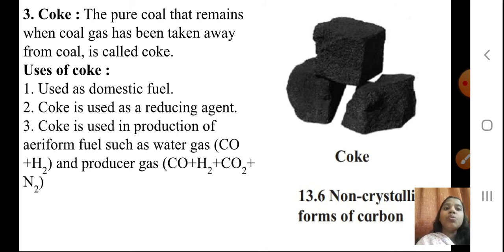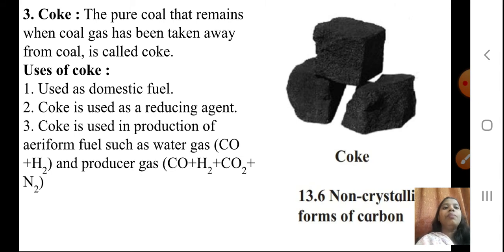Coke is used in the production of aeriform fuels such as water gas, CO plus H2, and producer gas, CO plus H2 plus CO2 plus N2. So this is the composition of the producer gas and the water gas. Students, these are the two types of gases, and in their production we are using coke. You can see the non-crystalline form of carbon. I am showing you the picture of coke. Mostly they all look the same, but the difference is the percentage of carbon present in them. I hope the amorphous forms are also clear to you.